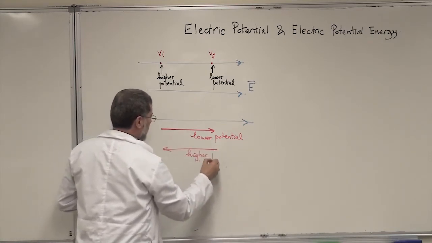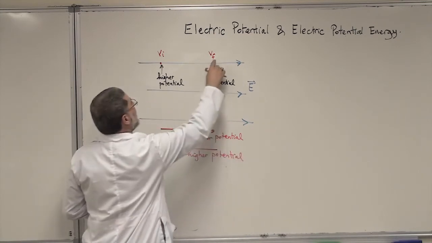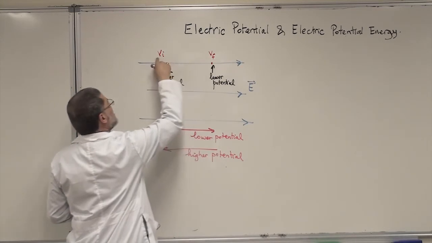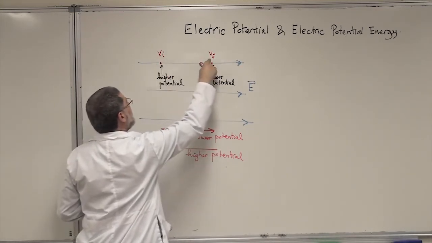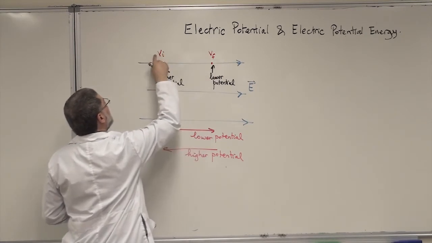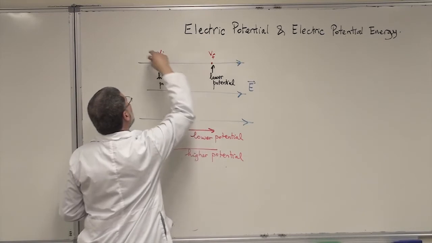Let me give you an example. If the potential here is 50 volts, here it will be 60 or 70 or 80 or 90, higher than this point here. If the potential here is 100 volts, the potential should be 90, 60, 40, and so on, lower than this potential here. Very important, okay?